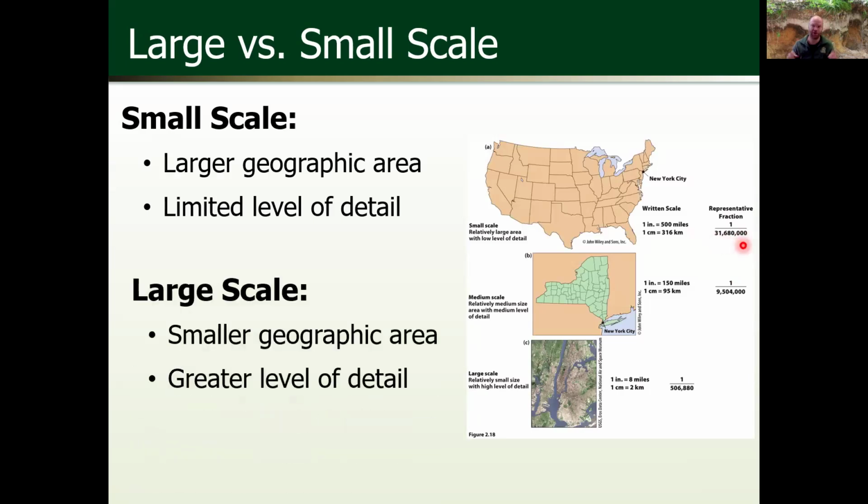Whereas a large scale would be a larger number, 1 divided by a smaller number, in this case 1 over 500,000, or as we'll see later, many of our topographic maps are 1 to 24,000. That's a large scale, which represents a small geographic area with much greater detail. In this case, you could potentially even see buildings or rivers, bridges, etc. So small scale, large area; large scale, small area.